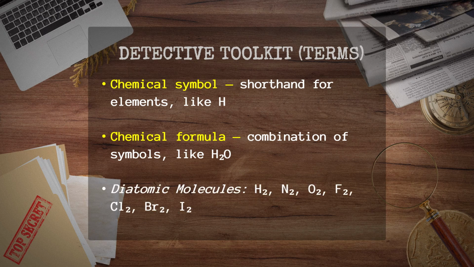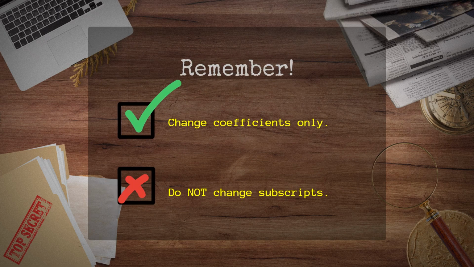Quick note: some elements naturally exist as pairs, like hydrogen, oxygen, and nitrogen. These are called diatomic molecules. And here's something you must never forget. We only change coefficients. We do not change subscripts.